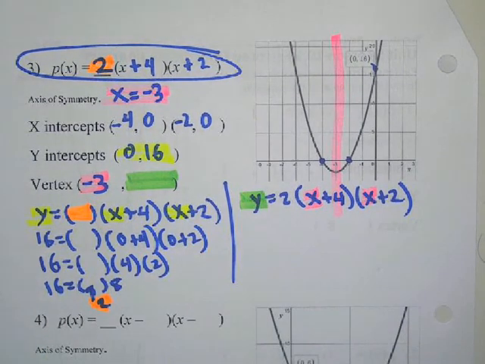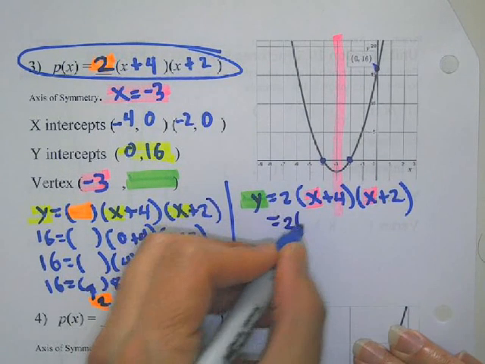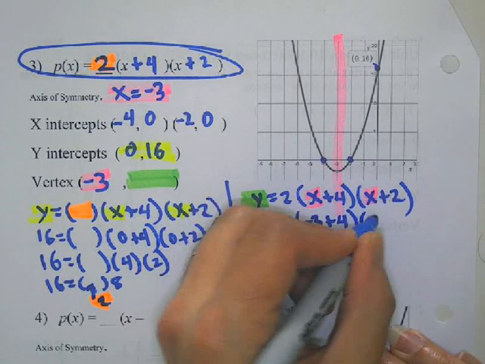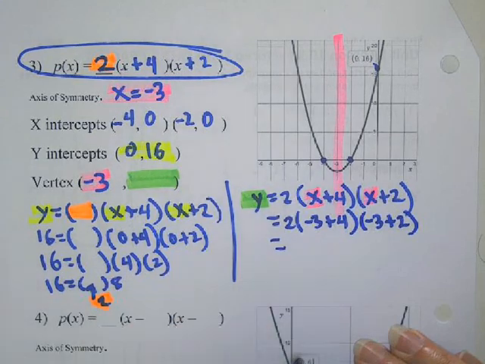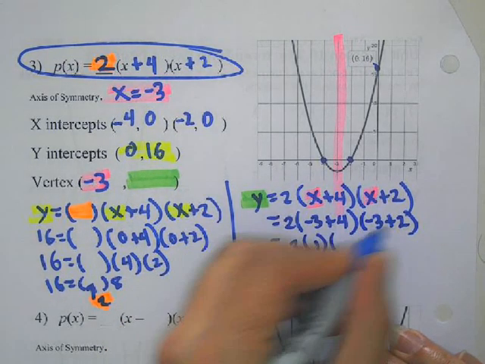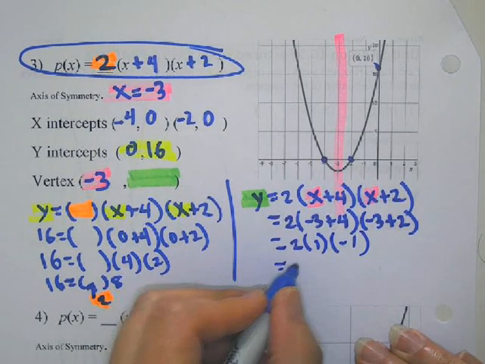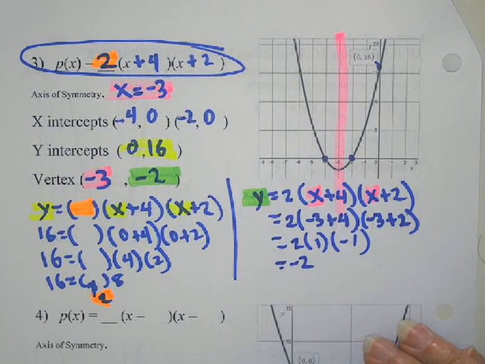So we're going to get 2 times negative 3 plus 4 times negative 3 plus 2. And then I'm going to get 2 times 1 times negative 1. So let's multiply those all together and we get negative 2. Okay? All right, let's do number 4.